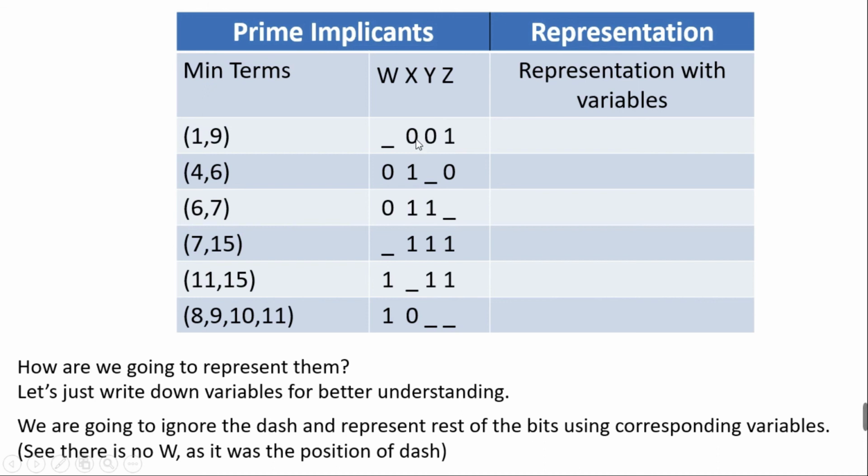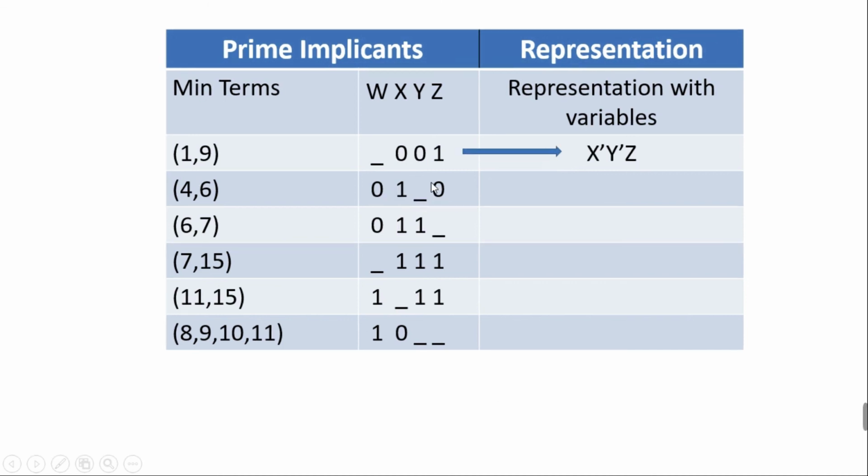For 0 we can write x prime, for the next 0 we write y prime, and for this 1 we write z. So our total representation will look like this: x prime, y prime, z. For the dash position we have completely ignored the corresponding variable, and for the rest of the bits we just wrote the variables as they are. So let's consider the next one.